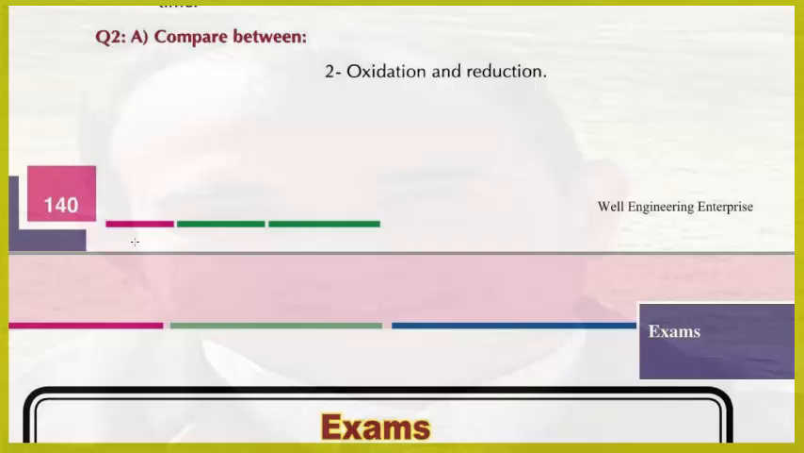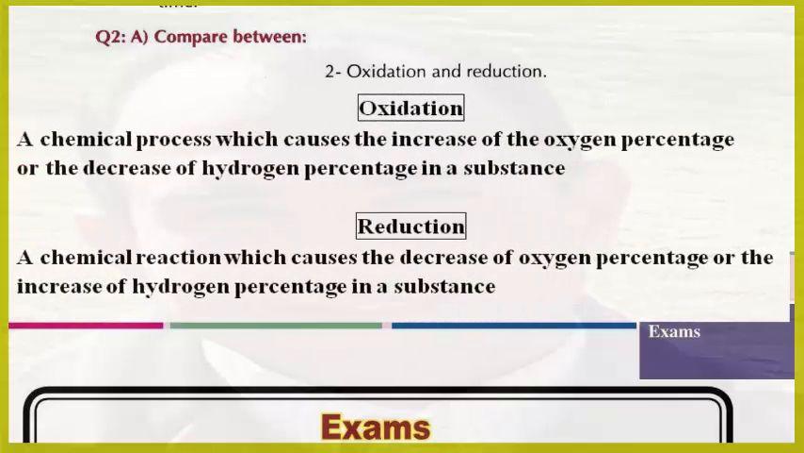Compare between oxidation and reduction. According to traditional concept, oxidation is a chemical process which causes increase in the oxygen percentage or the decrease in the hydrogen percentage in a substance. Reduction is a chemical process which causes the decrease in the oxygen percentage or the increase in the hydrogen percentage in a substance.